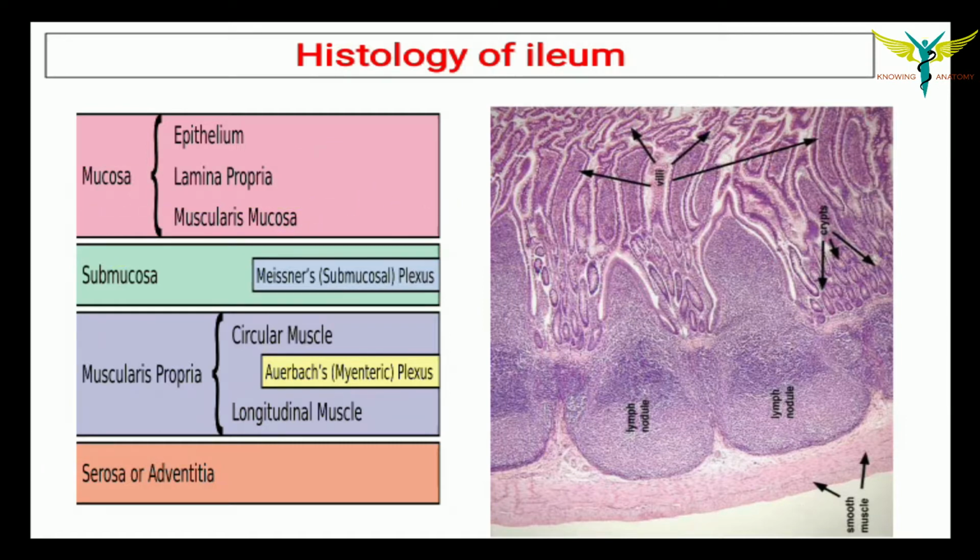The submucosa has a plexus called Meissner's plexus. It is also called the submucosal plexus. And the third layer is the muscularis propria. It contains the inner smooth muscle circular layer and the outer longitudinal muscle layer. In between these two muscle layers, there is a plexus called Auerbach's or the mesenteric plexus. The fourth layer is the serosa or the adventitia.